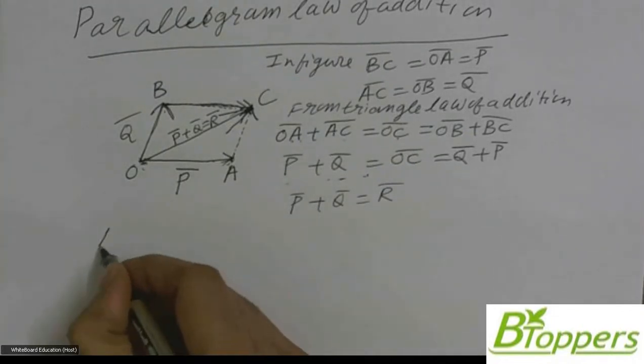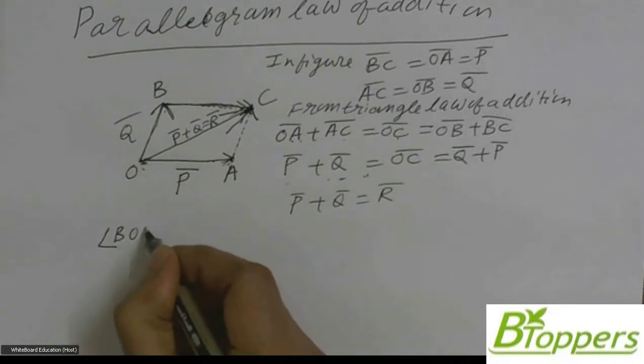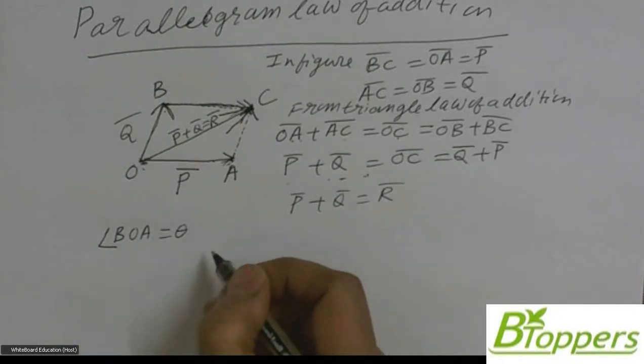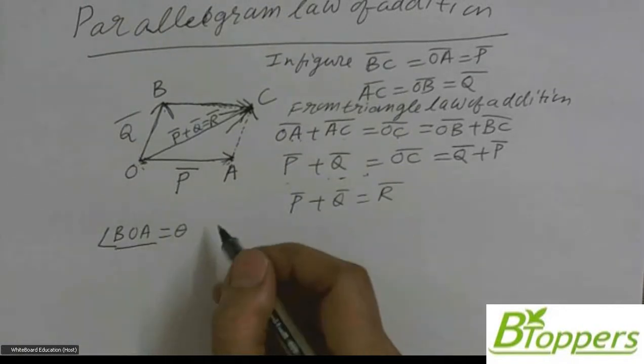Now in the figure, let us suppose angle BOA equals theta. That means theta is the angle between the vectors P bar and Q bar.